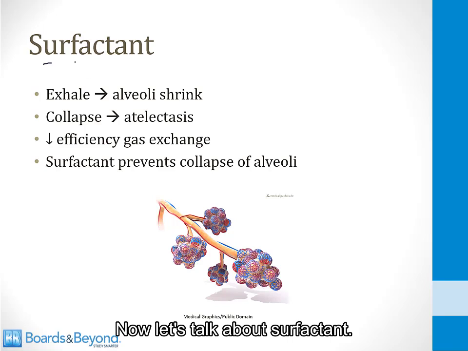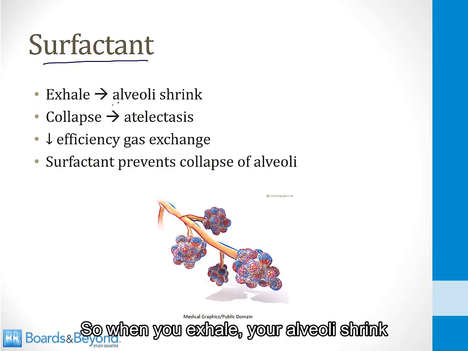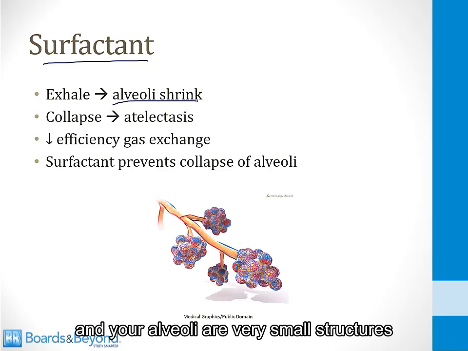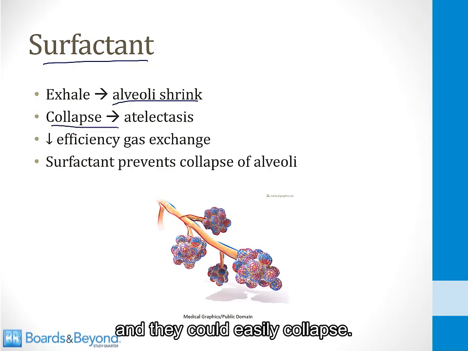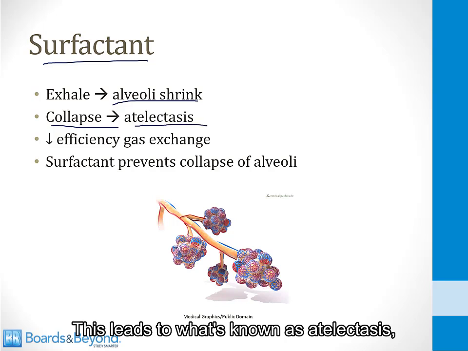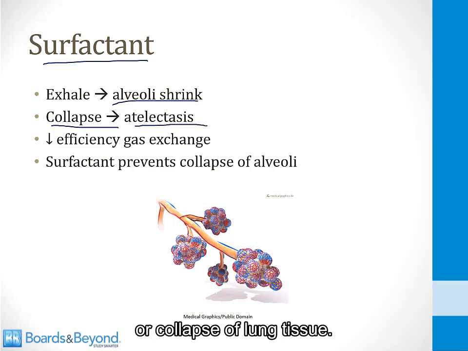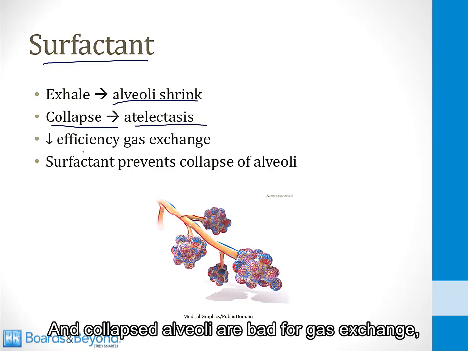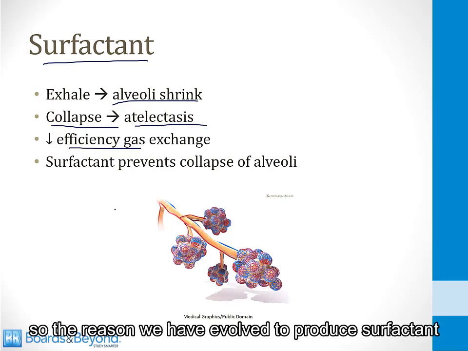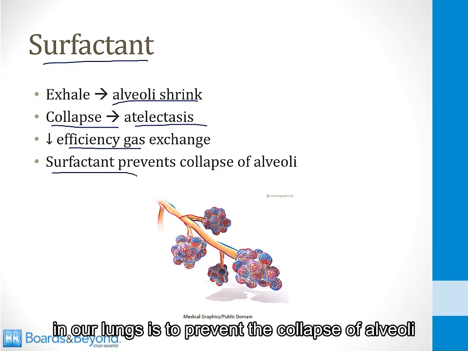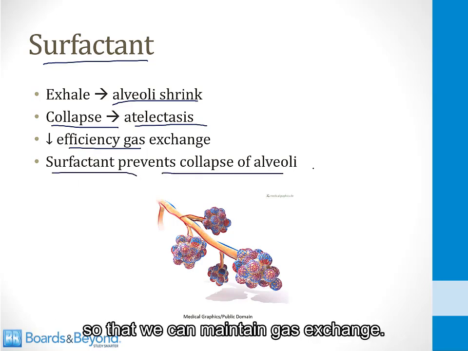Now let's talk about surfactant. So when you exhale, your alveoli shrink, and your alveoli are very small structures and they could easily collapse. This leads to what's known as atelectasis, or collapse of lung tissue. And collapsed alveoli are bad for gas exchange. So the reason we have evolved to produce surfactant in our lungs is to prevent the collapse of alveoli so that we can maintain gas exchange.